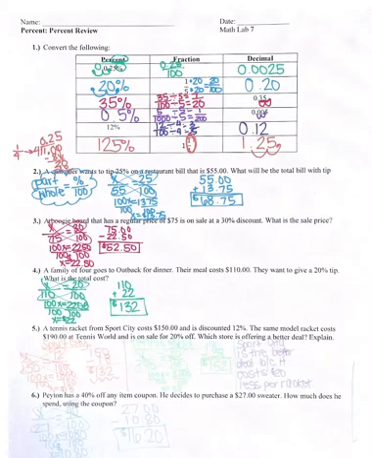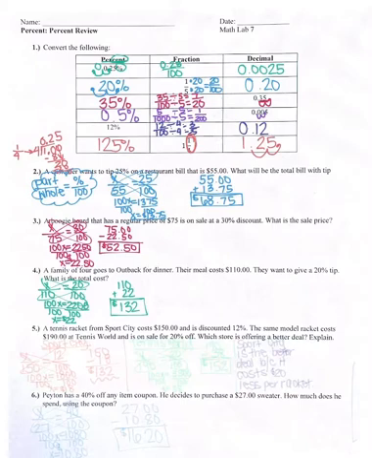This next problem is a two-stepper because we're comparing two things. We're comparing the cost of a tennis racket from one place and the cost of the tennis racket from another. So let's read this. We have a tennis racket from Sports City costs $150 and is discounted 12%. So remember, discount means subtract. The same model racket costs $190 at Tennis World and is on sale for 20% off. Which store offers a better deal? And we have to explain.